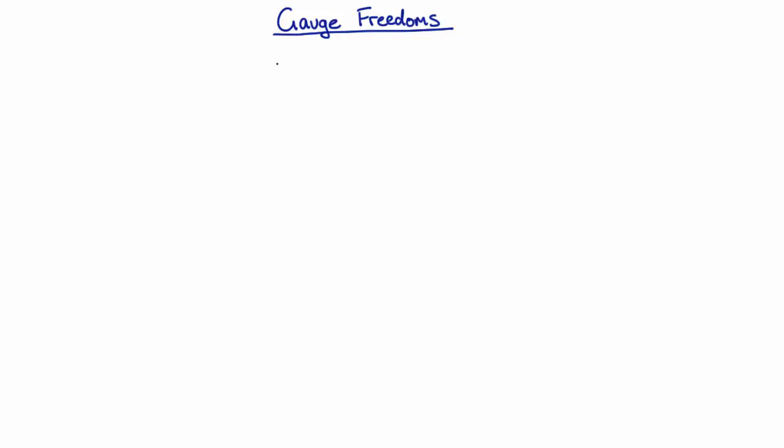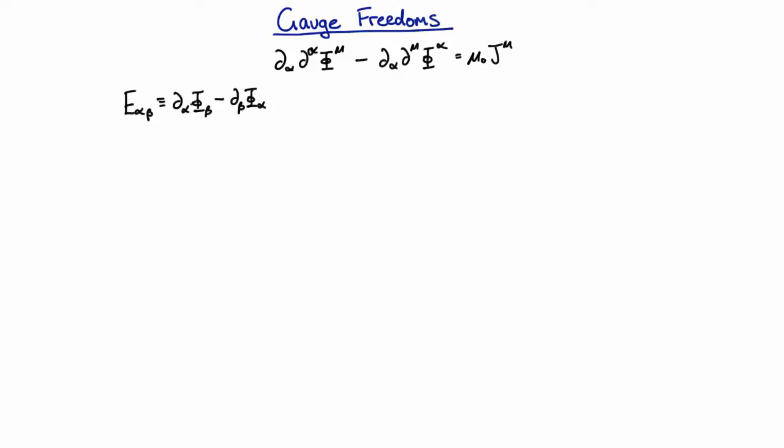So we have Maxwell's equations. We've got this in terms of the four-potential, and the four-potential is a more compact form of the electromagnetic field. It's more compact because it has fewer degrees of freedom. If we look at our electromagnetic tensor, we can see that it has two indices.